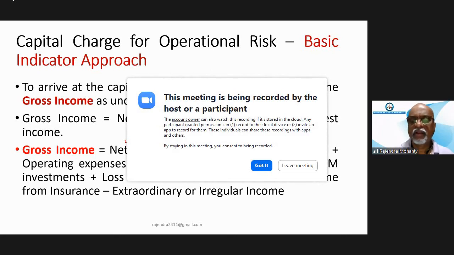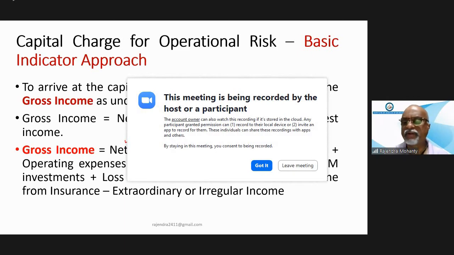Then remember, provision and contingency has to be added, because to arrive at net profit from gross profit, provisions and contingency are deducted. So when it was deducted, we have to add it back. Similarly, operating expenses are deducted, so we have to add them back. Next, there are some deductions or additions to be done as per RBI. The next 4 are compulsory in nature.